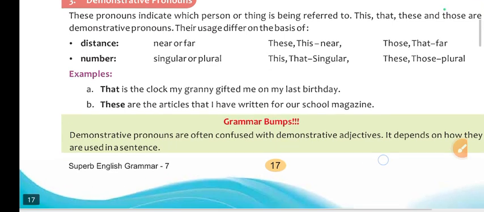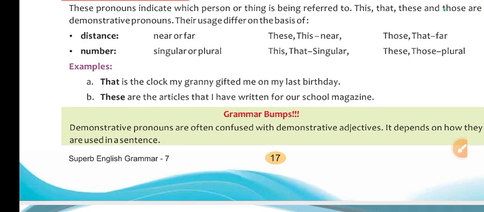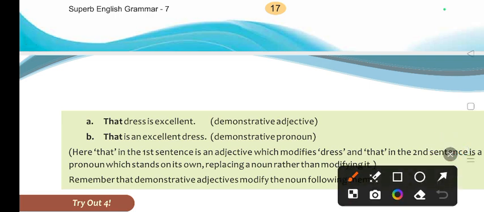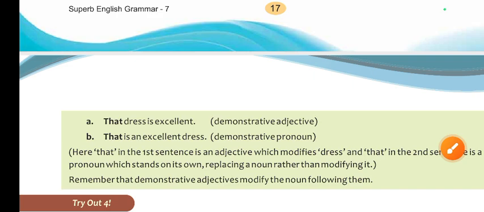Now grammar bumps. Demonstrative pronouns are often confused with demonstrative adjectives. It depends on how they are used in a sentence. Okay, so there are two categories, that is demonstrative adjective and demonstrative pronoun. So here, if a noun comes immediately after your demonstrative, it is a demonstrative adjective. But if it is a demonstrative pronoun, it will take a verb immediately after it. It's a very simple difference.